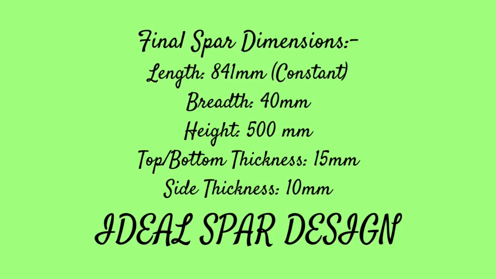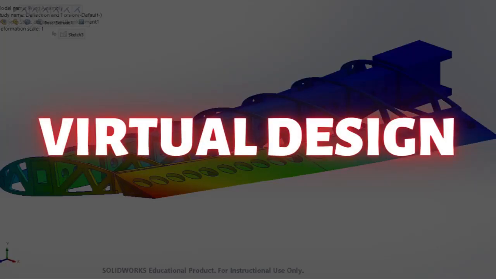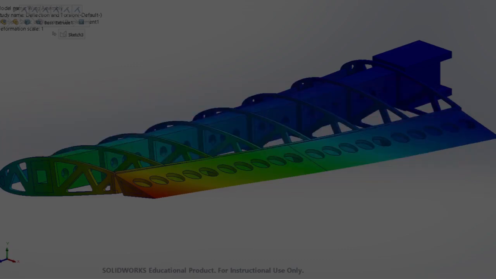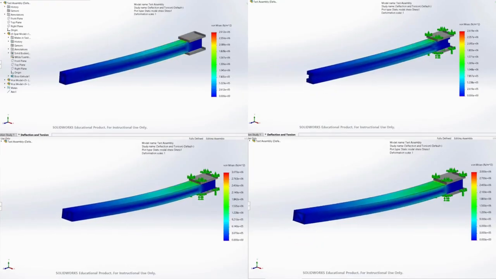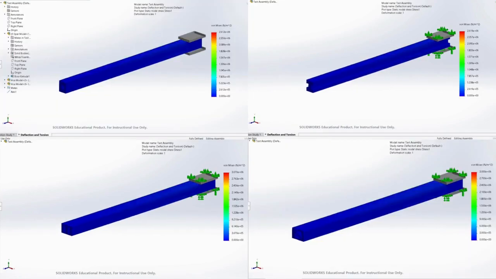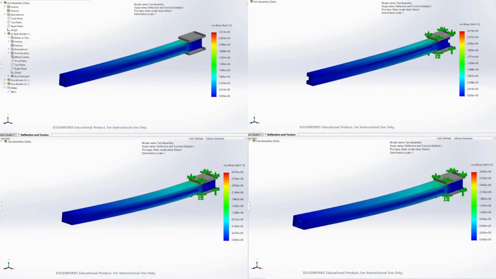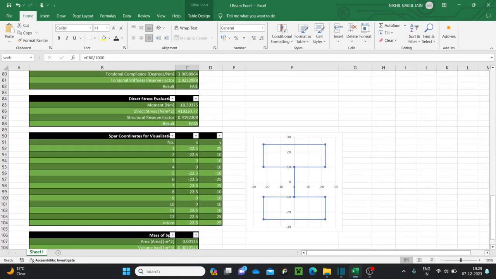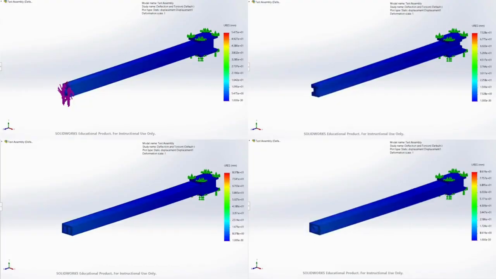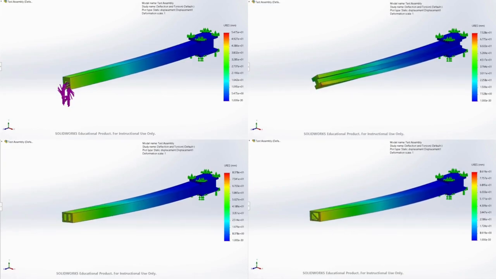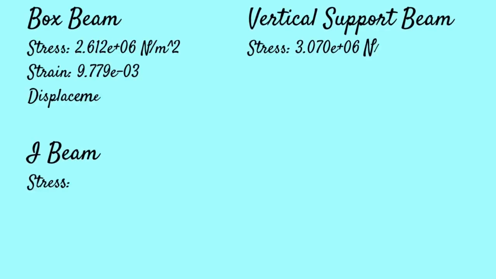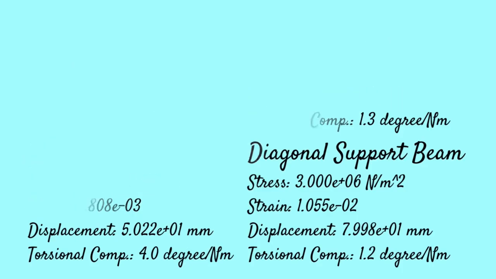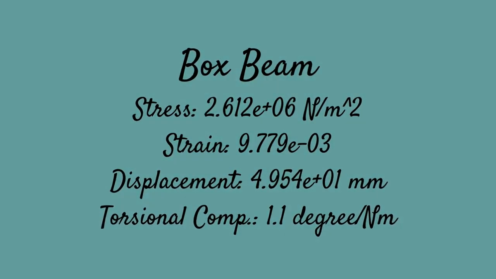spar dimensions. With an ideal spar design in hand, we decided to test out other spar configurations such as box beam, I-beam, box beam with a vertical support and a box beam with a diagonal support. We only made an Excel for the I-beam but realized its unreliability and continued to simulate deflection, torsion and their combination in SolidWorks and found out that the box beam was the ideal spar design with all requirements being met.